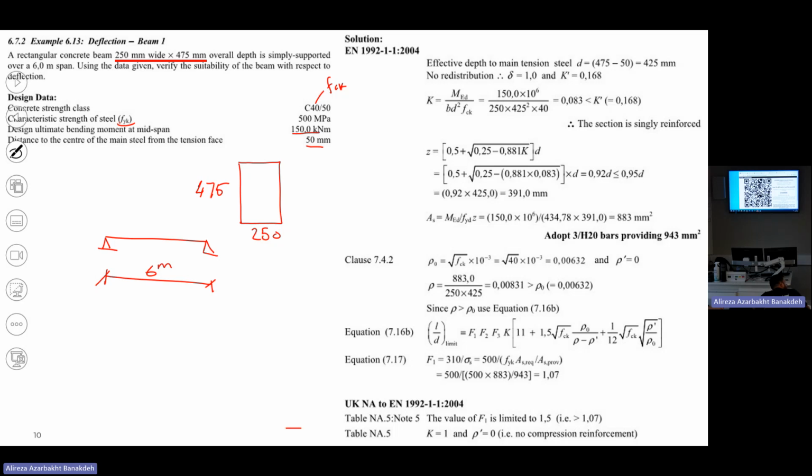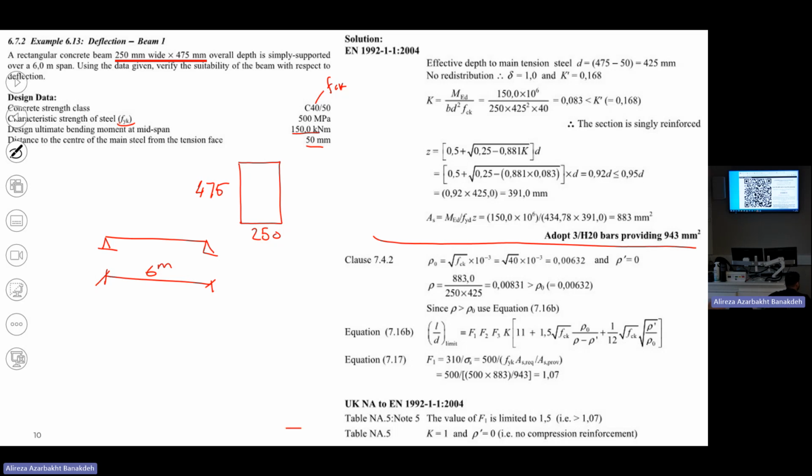40 megapascal, yes. The aim is, you can design it, get some reinforcement, of course. The aim is to see if the deflection is okay or not, as well, all right? So this part, until here, is the repetition of what we already know, right?